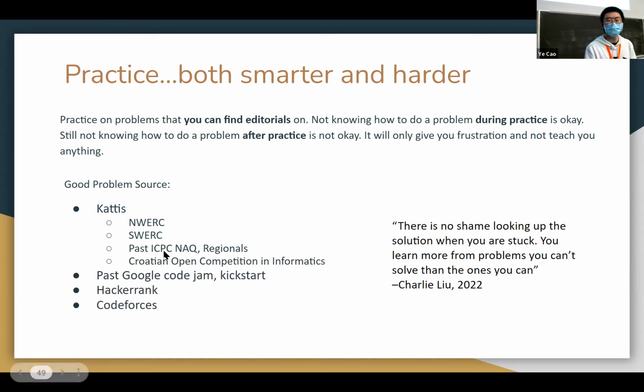Past ICPC, NAQ, and regionals are also problem sets that you can most likely find tutorials on the internet. Croatian Open Competition in Informatics is also a classic problem bank. You can find the solutions on their official website. Past Google Code Jam and Kickstart are an excellent source. HackerRank and Codeforces have editorials for, I think, most problems on their website, though not every single one.